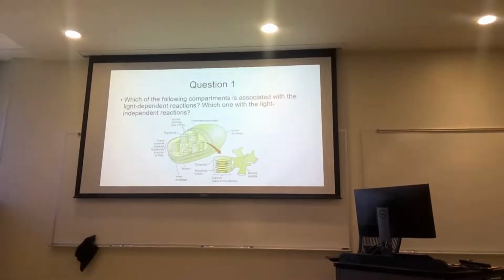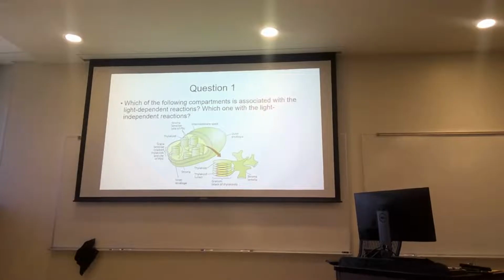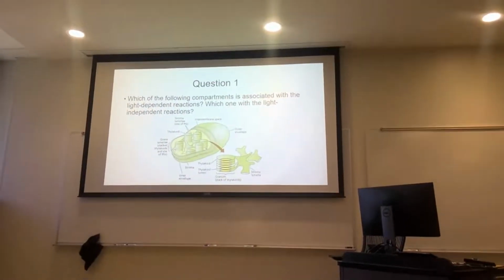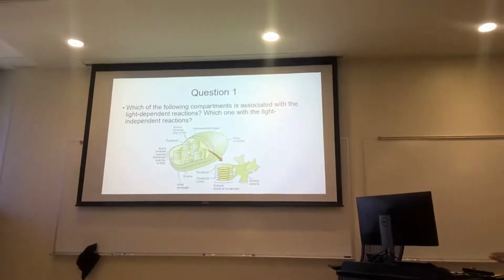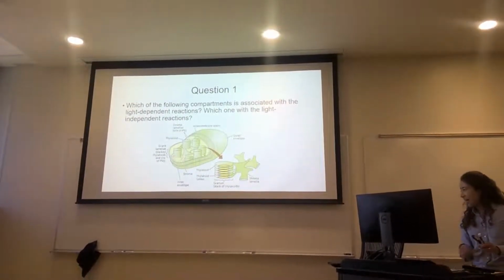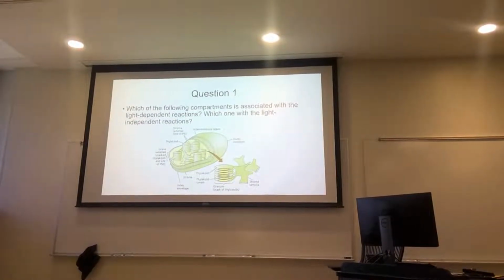You have to answer both. So pretty sure the light-dependent reactions happen within the thylakoid, and then the stroma contains the light-independent reactions.